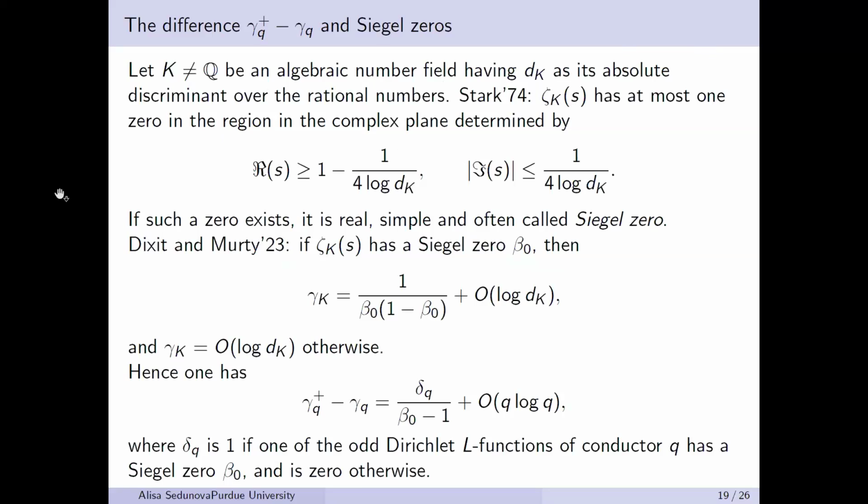Dixit and Murty, in the same paper in 2023, showed that if zeta sub K has a Siegel zero, then gamma K is equal to this object, and otherwise gamma K is equal to big O of log dK. So if we just insert it, the difference between gamma K plus and gamma K is equal to this, and delta sub K q is 1 if one of the odd Dirichlet functions of conductor q has a Siegel zero and is 0 otherwise. So the difference between gammas is really related to whether we have a Siegel zero or not.